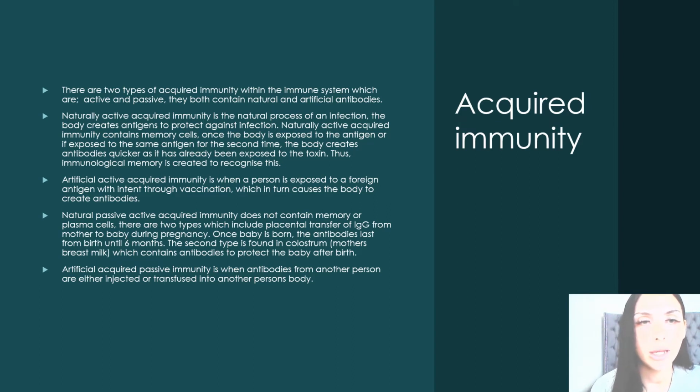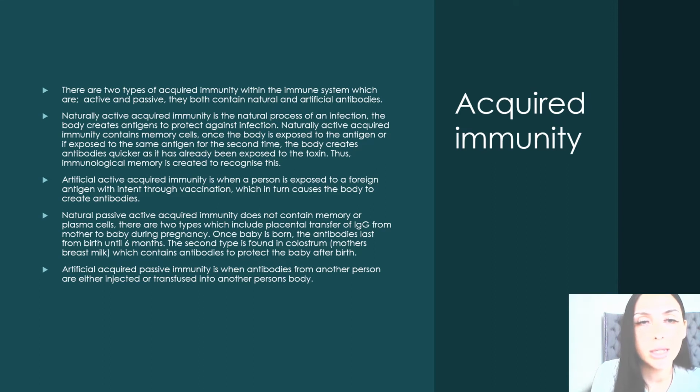So naturally active acquired immunity is a natural process of an infection. The body creates antibodies to protect against infection. Naturally active acquired immunity contains memory cells. If the body is exposed to the same antigen for the second time, the body creates antibodies quicker as it has already been exposed to the toxin. Thus, immunological memory is created to recognise this.